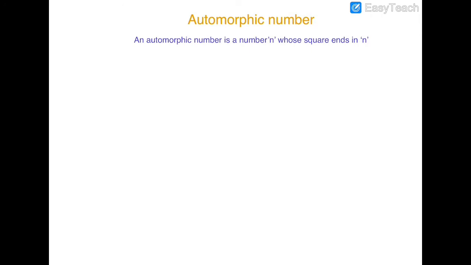Automorphic number. An automorphic number is a number n whose square ends in n. See this example so that you will know. For example, 5 squared equals 25. So the number is 5, and the square of the number is also ending with 5. Such numbers are known as automorphic numbers.